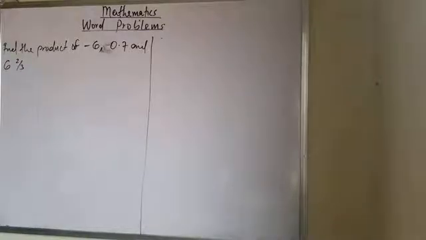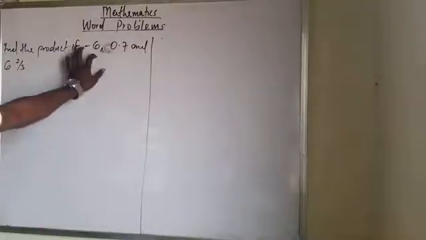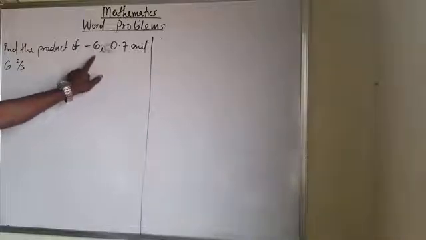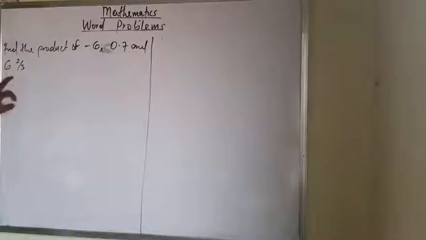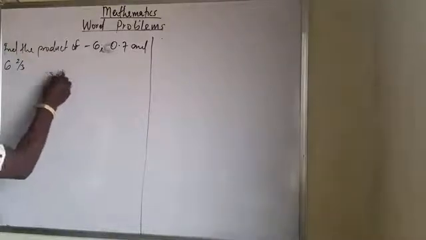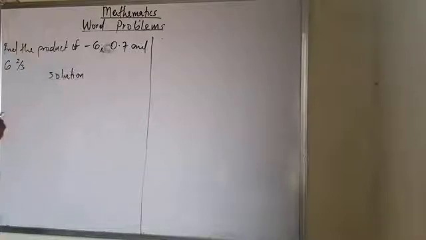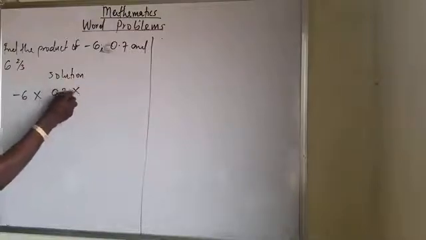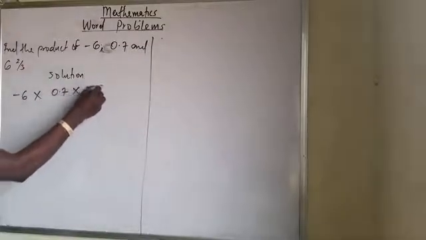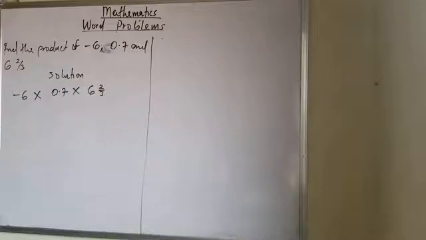Now look at this problem. This is a negative integer. This is a decimal number and this is a mixed fraction. Now I just want to find the product of them. Now, solution to this problem. It means I'm talking about -6 multiplied by 0.7 multiplied by 6 whole number 2 all over 3. Now that is the product.